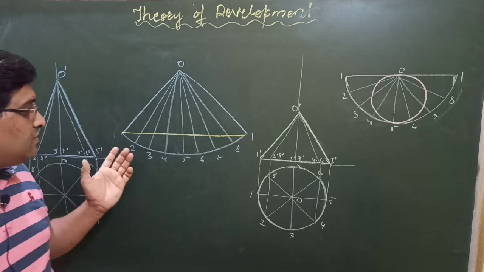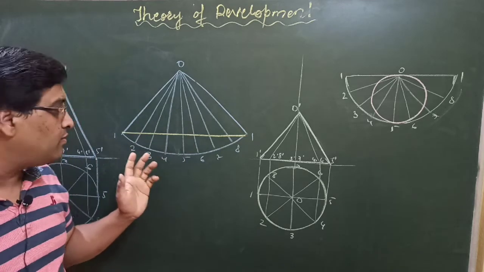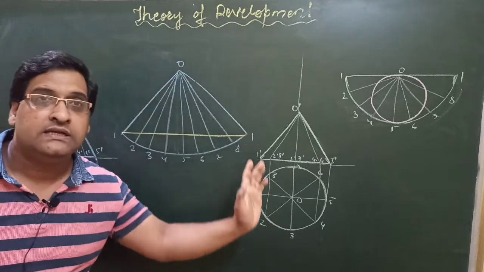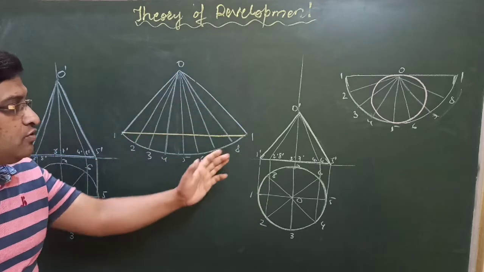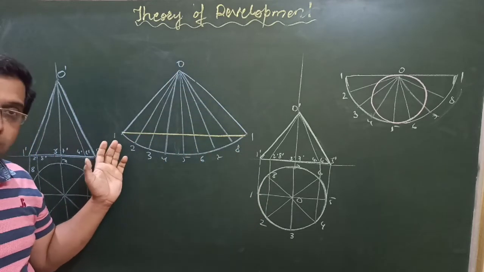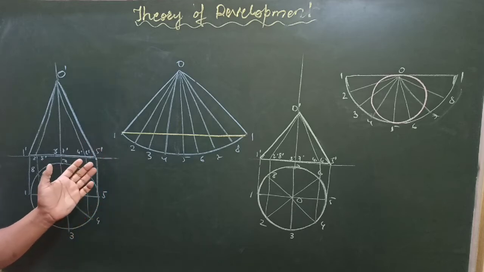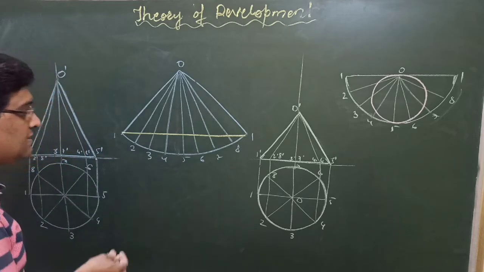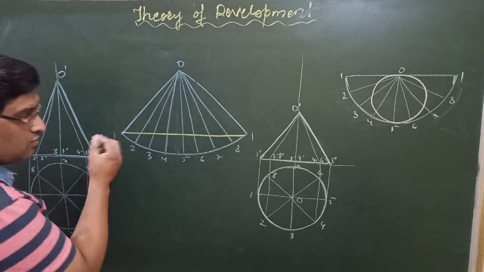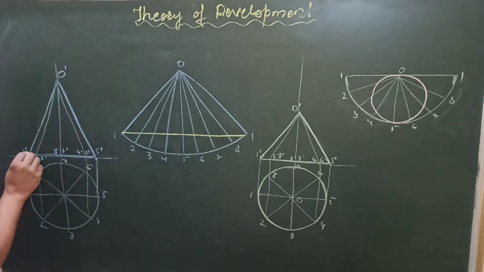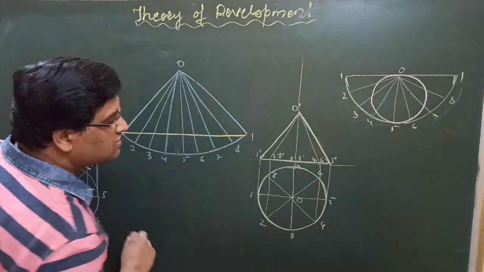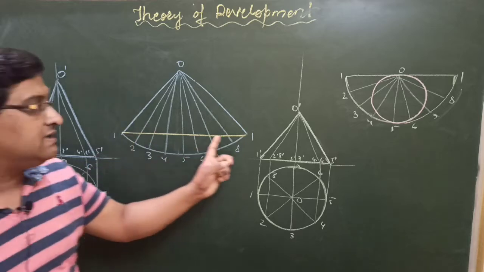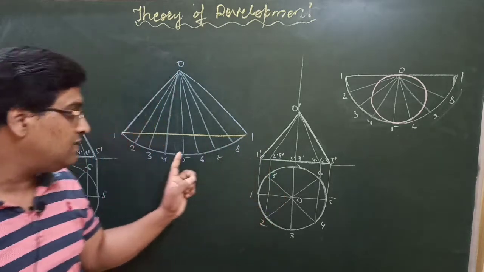So this problem is an anti-development problem. So we have to start from the development of the cone. We can develop the complete cone using the radial line method as we have done in the previous video. And let us take the point, the insect has started from point 1. So join 1 to 1 with a straight line, because a straight line is always the shortest path.